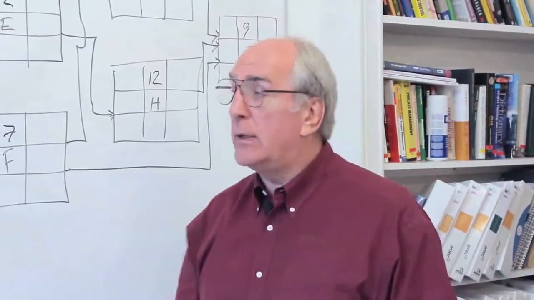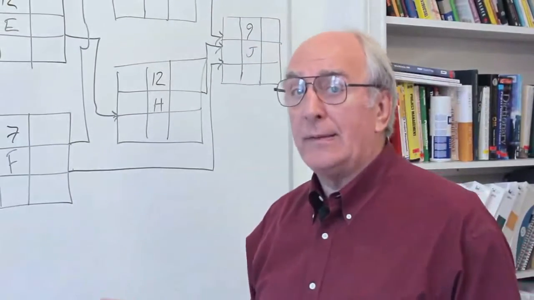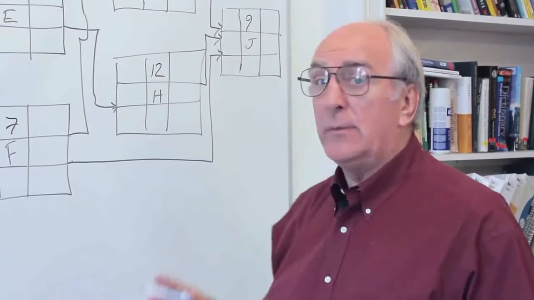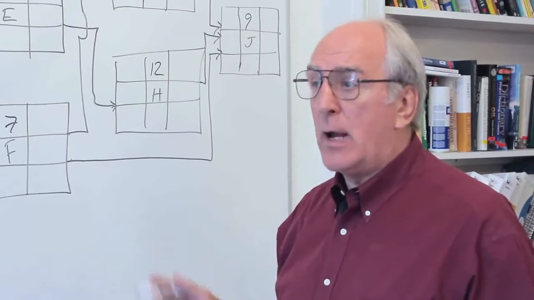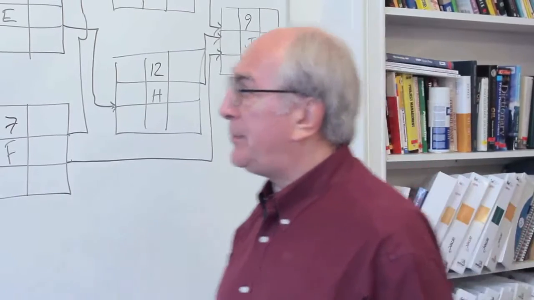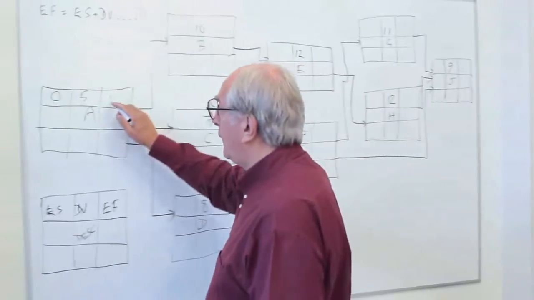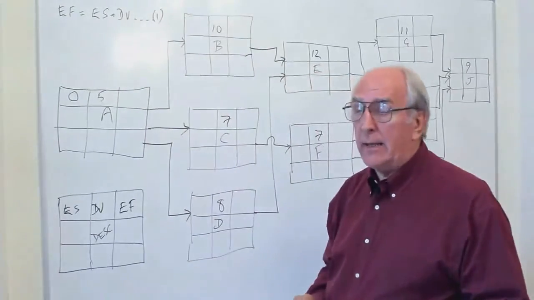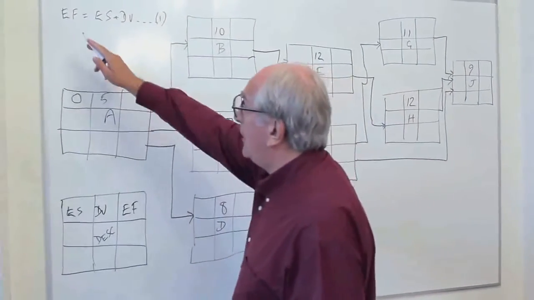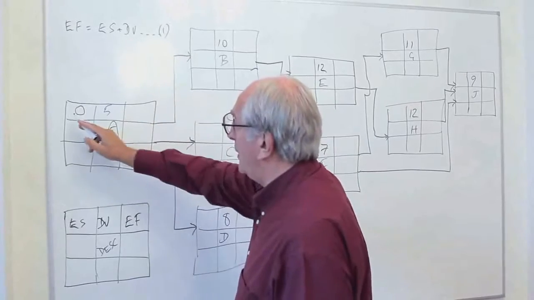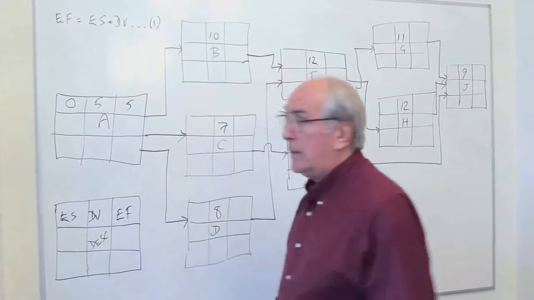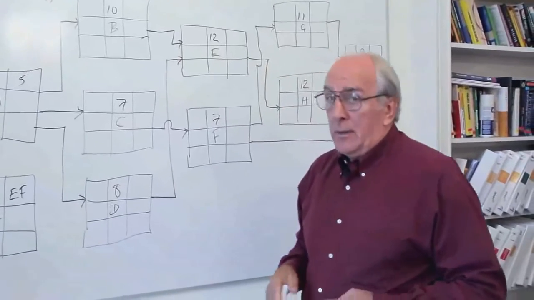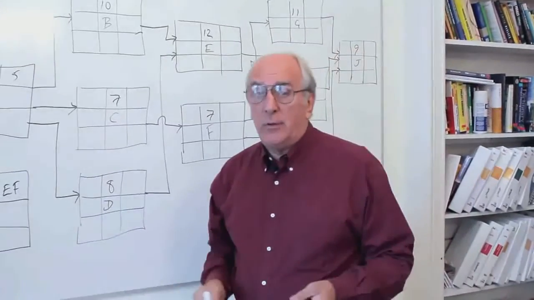And for that, we're going to do what is known as a forward pass. We're going to find out the earliest possible time we can do this job. And so I'm going to track you through that in this first session. So the earliest finish of activity A is simply the early start plus the duration. Early start plus the duration. 0 plus 5 is 5. Now, that's the end of period 5.